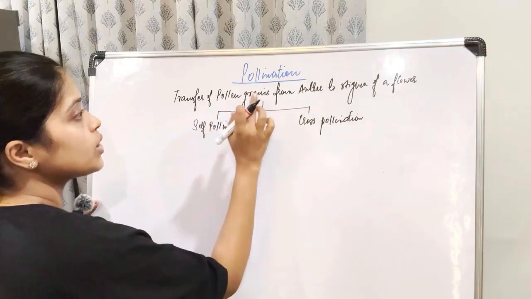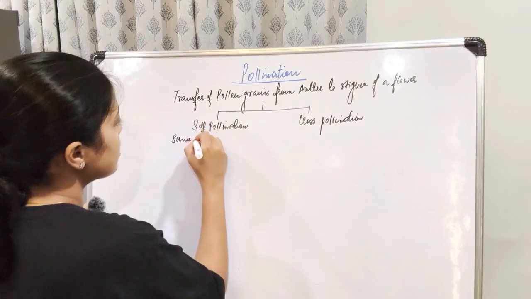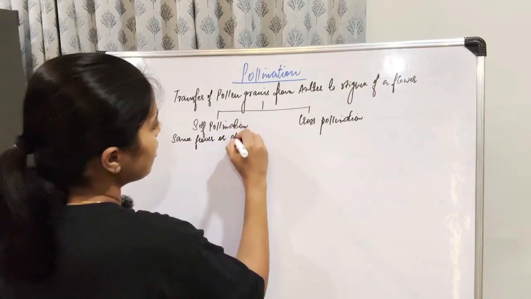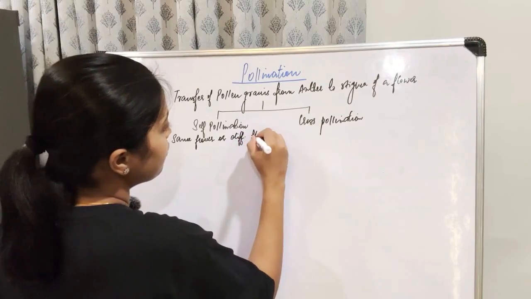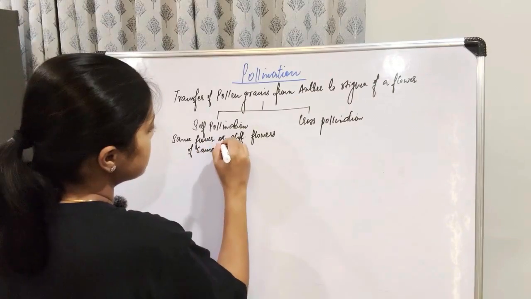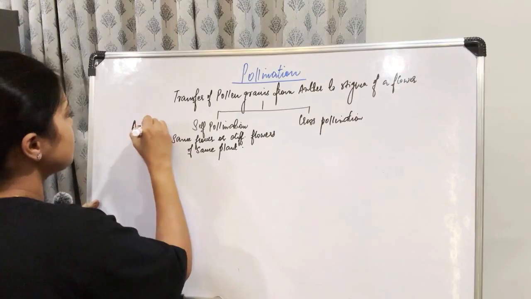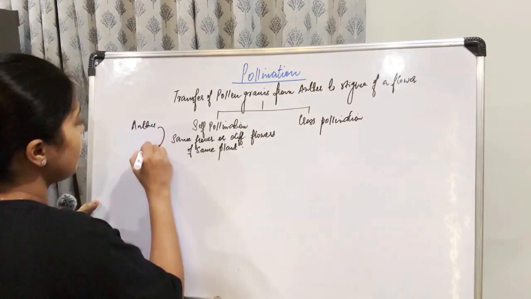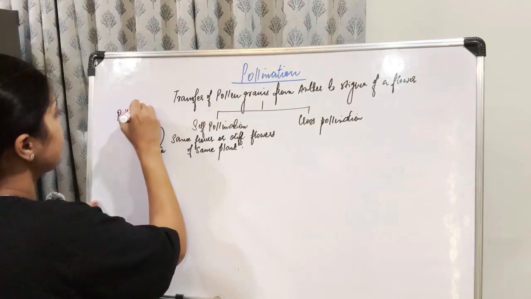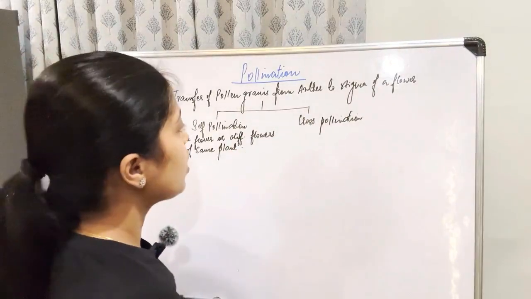So the transfer of pollen grains from anther to stigma of the same flower or different flowers of the same plant. Okay, transfer of pollen grains from anther to stigma. Understood? What is cross pollination?